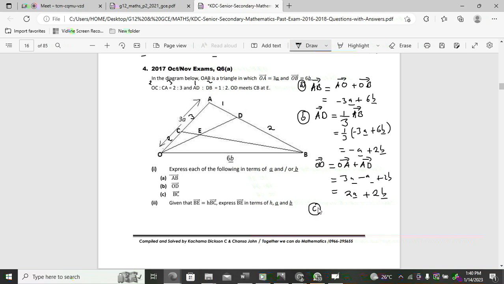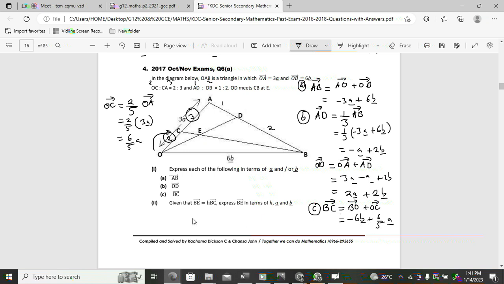The next one, we want to find BC. To move from B to C, we can go from B to A and then from A to C, or we can move first from B to O to give the same answer, and then from O to C. BO is negative 6b. What is OC? We've been given ratios: OC is 2 over the total, which is 2 plus 3, which is 5. So it's 2 over 5 of the line OA, and OA is 3a. Multiplying 2 times 3, that gives 6 over 5 a. So OC is 6 over 5 a.